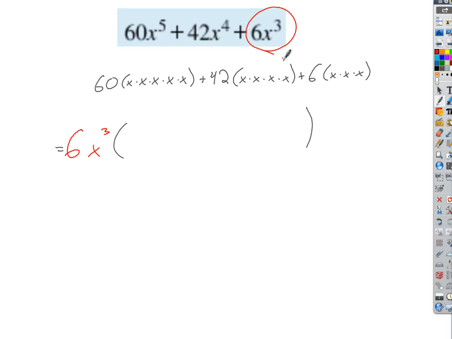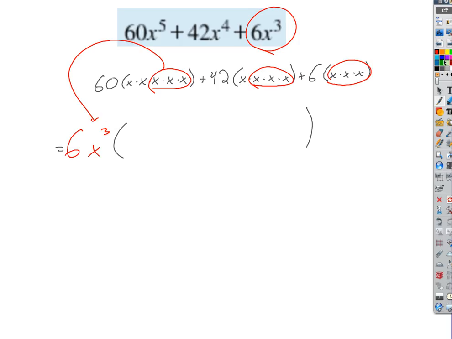Think of what these really mean. X to the fifth is really just x times x times x times x times x, right? X to the fourth is a string of 4 x's multiplied together, and x cubed is a string of 3 x's multiplied together. Well, if I want to factor away as many as I can, all I could do is just take away 3 of those from each one, right? Because this one can't give me any more. So what am I going to be left with?